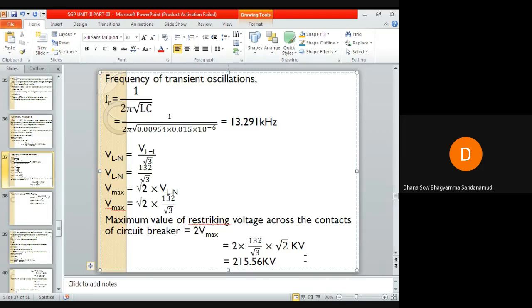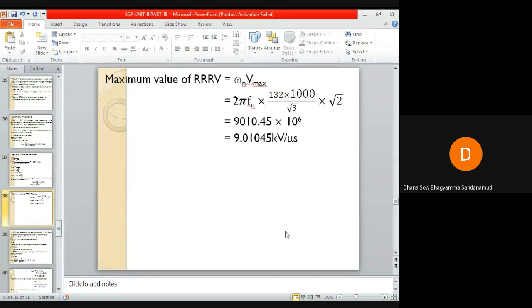Okay, completed. Very good. Next, we have to determine the maximum value of rate of rise of restriking voltage. Okay, so the formula is omega n into Vmax, and omega n is what? 2 pi Fn. You know the Fn value, just now you have calculated it. Substitute the Fn value into it. Vmax is 132 by root 3 into root 2 kilovolts.